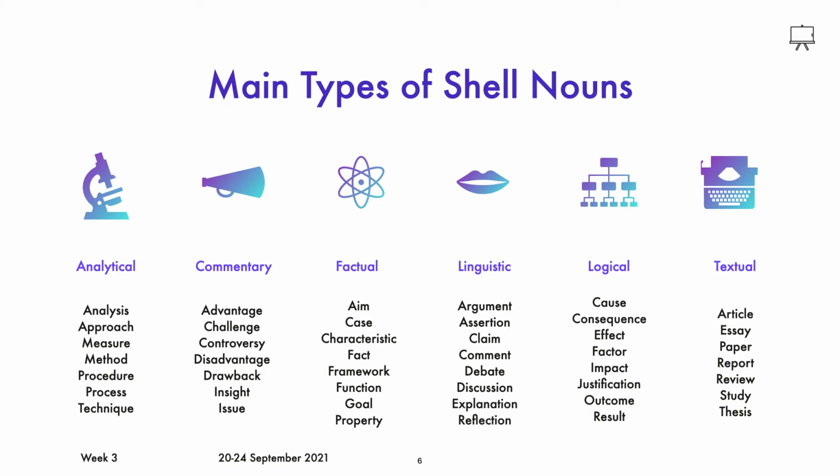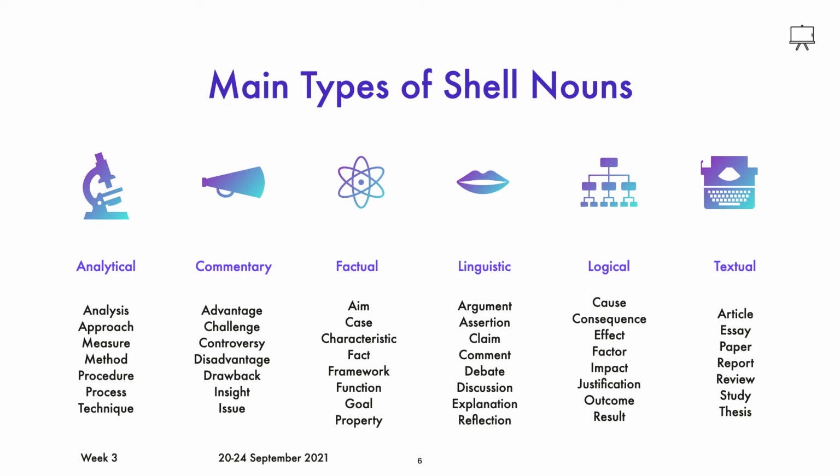And logical shell nouns has to do with the logical relations about things, no matter they are in your essay or in the real world. So you can say causes, reasons, consequence, effect, factor, impact, justification means you explain something with reasons, outcomes, result.